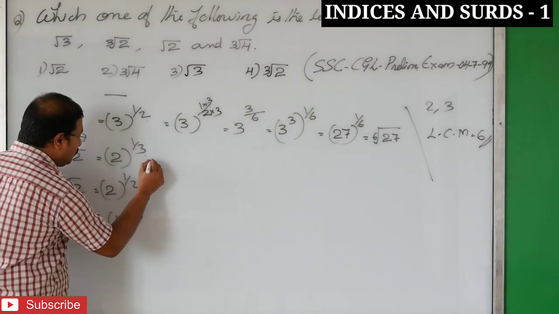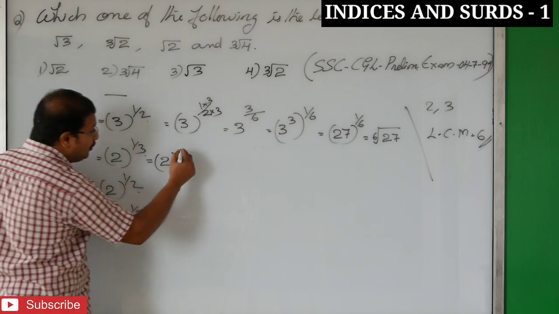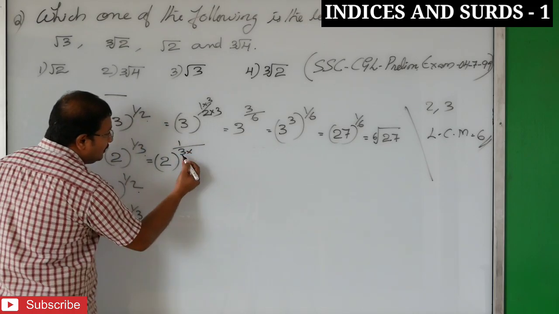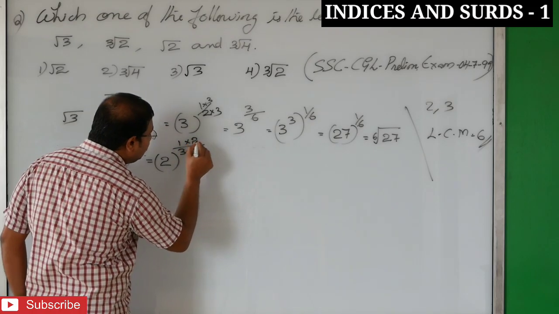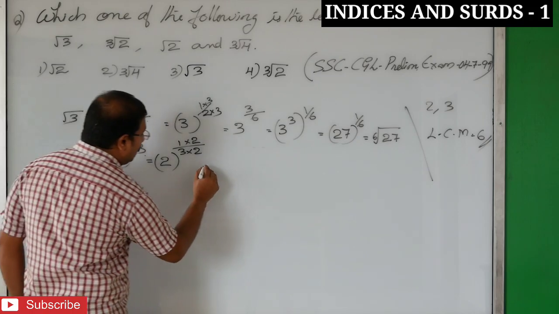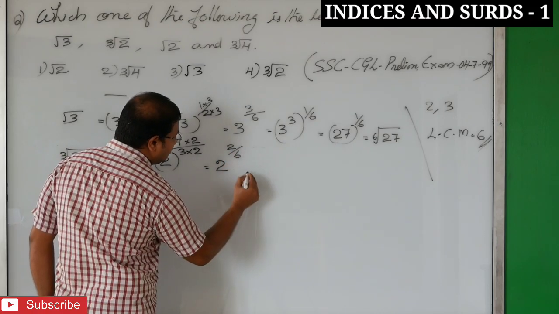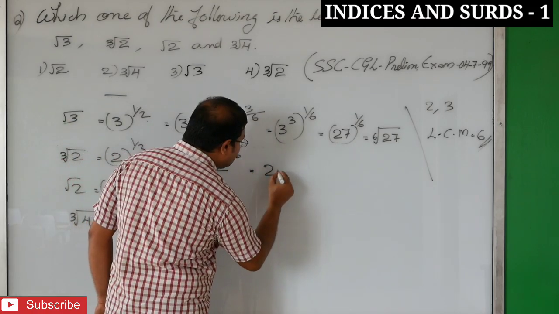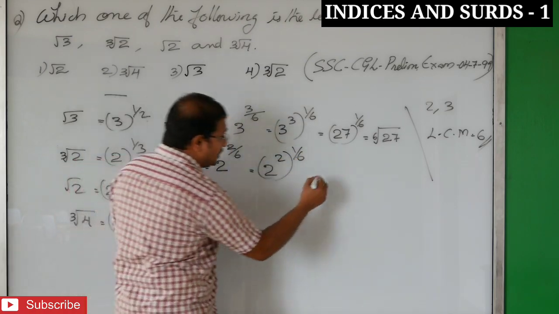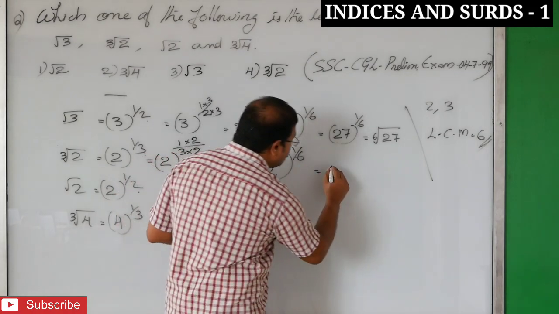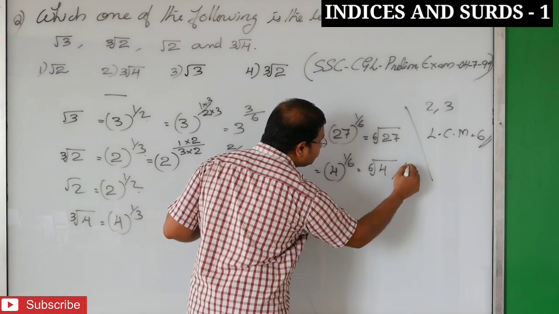Ready? Now 2 raised to the power 1 by 3, what will you do? If you want to make 6, 3 into 2, so in the numerator and denominator we will multiply by 2. This equals 2 raised to 1 into 2, that is 2, by 2 threes are 6, which equals 2 raised to 2, the whole raised to 1 by 6. This 2 will be written inside. This equals 2 square, that means 4. So 4 raised to 1 by 6 equals the 6th root of 4.